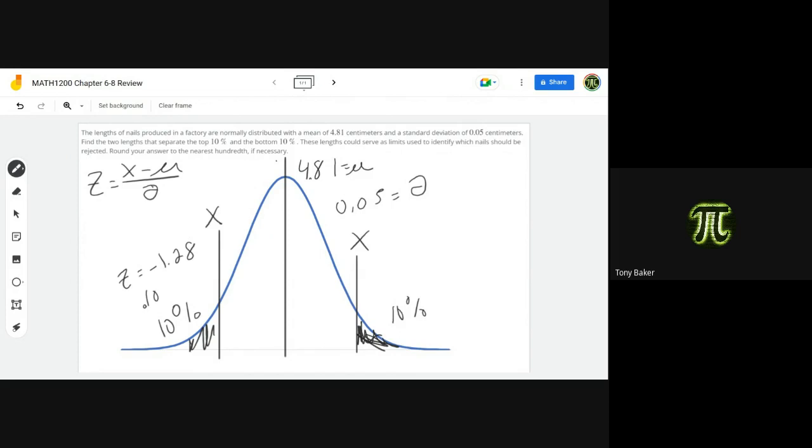And to the right of the mean, it's going to be positive, and the bell curve is symmetric, right? So since I'm also looking for 10% on the positive side, I don't have to look this up again. I know this is going to be 1.28.